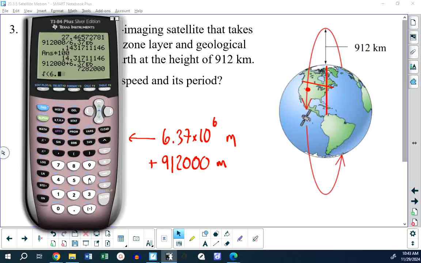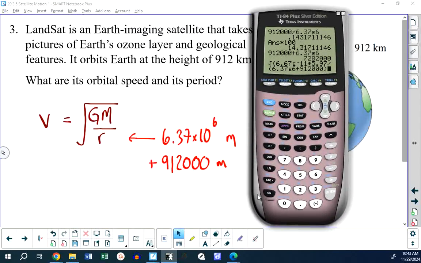Square root of G times the mass of the Earth divided by, in brackets, the radius of the Earth plus that 912,000. There's a temptation, by the way, to square that r, because you get so used to squaring it. But it's not r squared in the formula. I'll double check my entry. I forgot to put the exponent part for the mass of the Earth. I think it's okay. Are you getting 7394 meters per second?